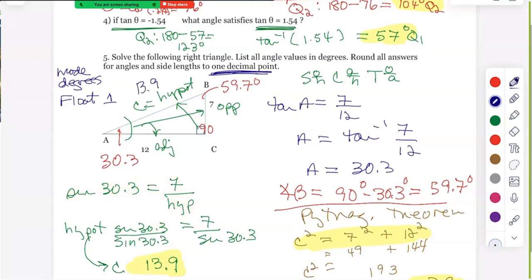Now let's take a second and talk about reasonable answers. Big angles beget big sides. So this should be your biggest side. The side opposite angle A, which is 7, should be your smallest because angle A is the smallest angle, and that's what I'm seeing. The side opposite B should be the medium because that's the next biggest angle, and that's what I'm seeing. So these answers are reasonable, and doing that reasonable test is a good idea.